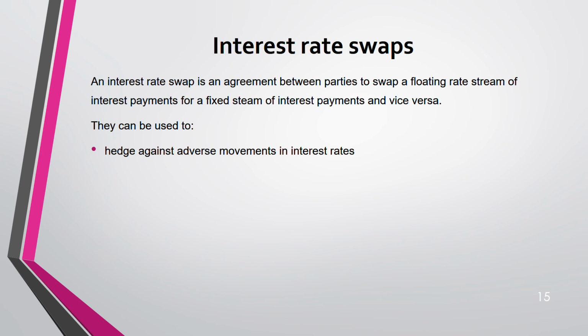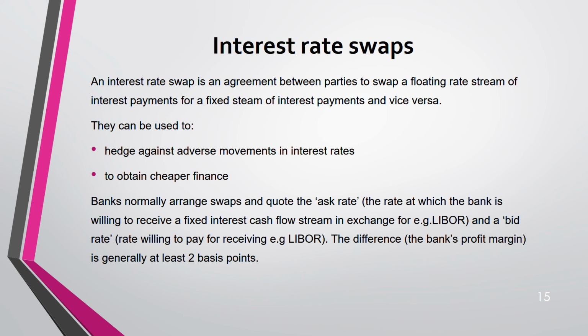Okay. Now, let's come to the theory part. If they ask about interest rate swap, uses of it. Number one, hedge against adverse movement in interest rate. Second, it's a way of cheaper finance. Okay, there is no third. Who arranges this swap? Normally the bank, right? And for this, they quote a price, the ask rate.